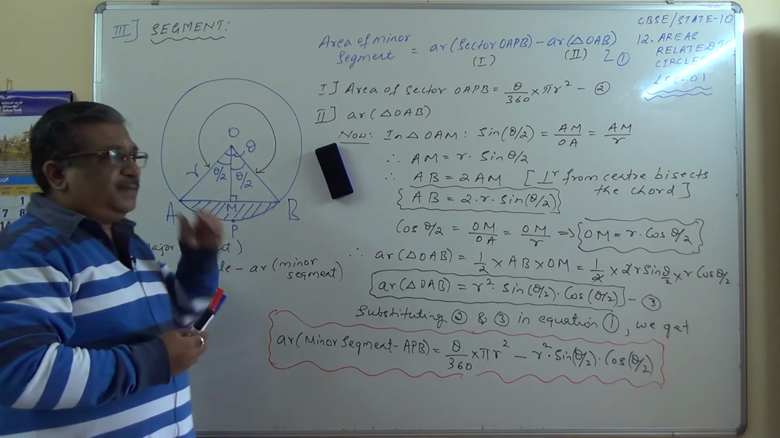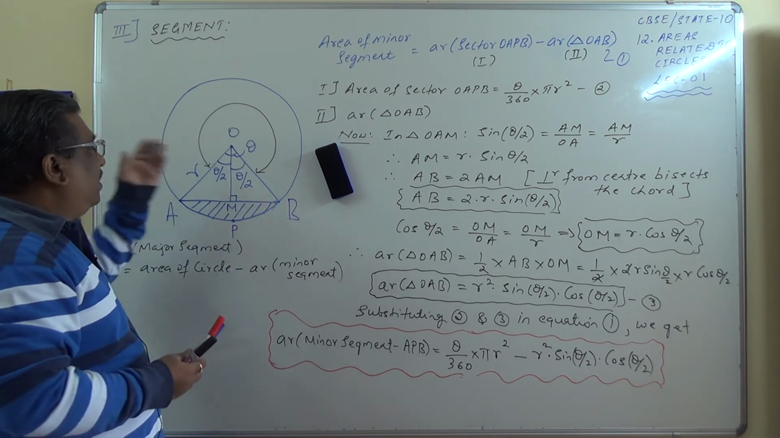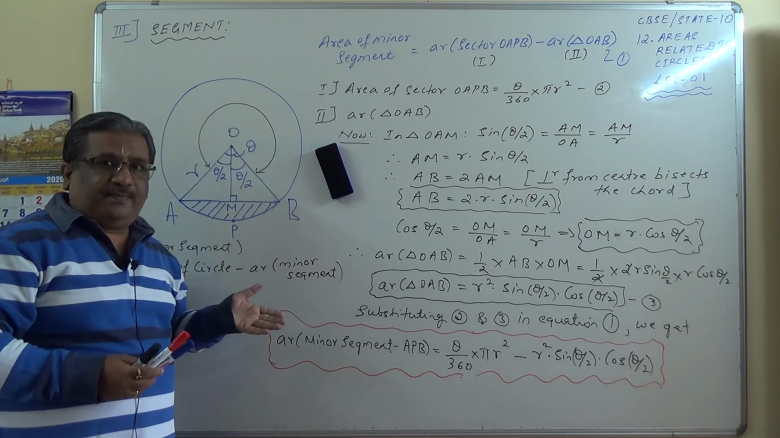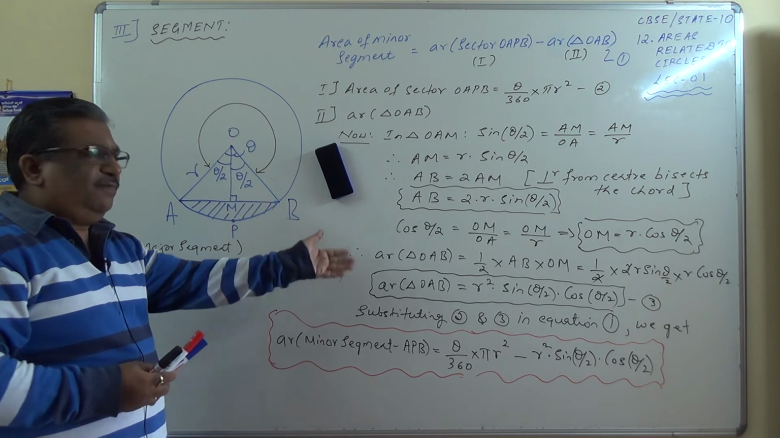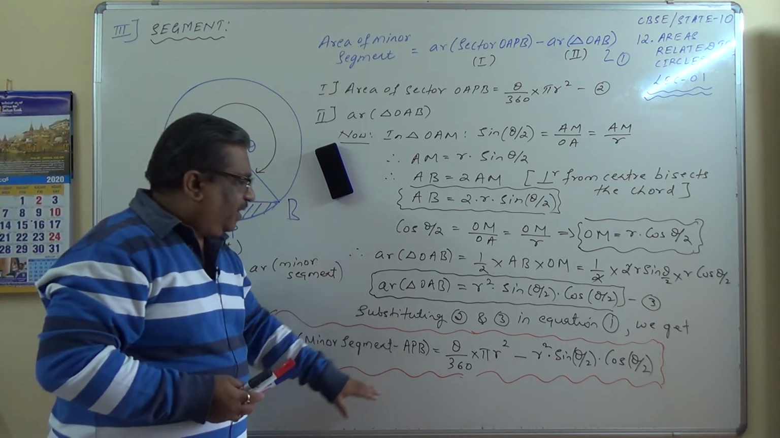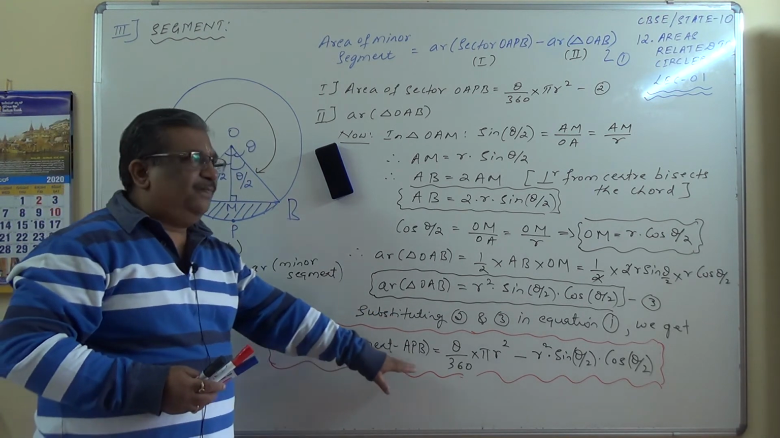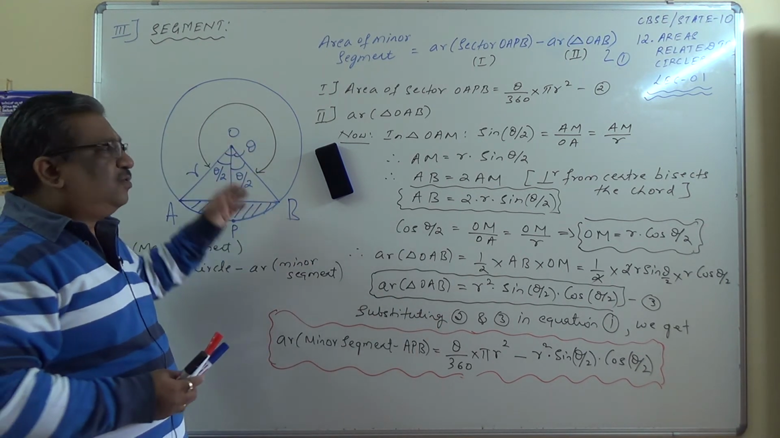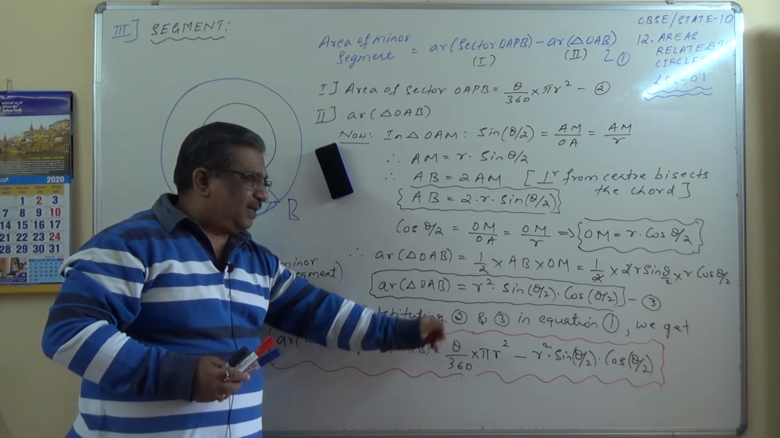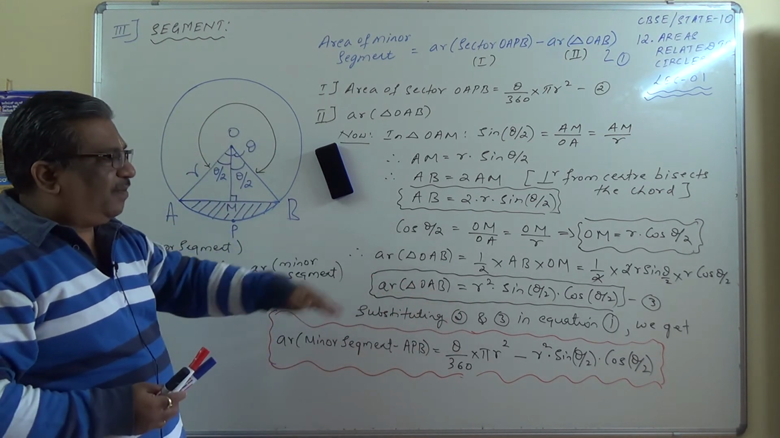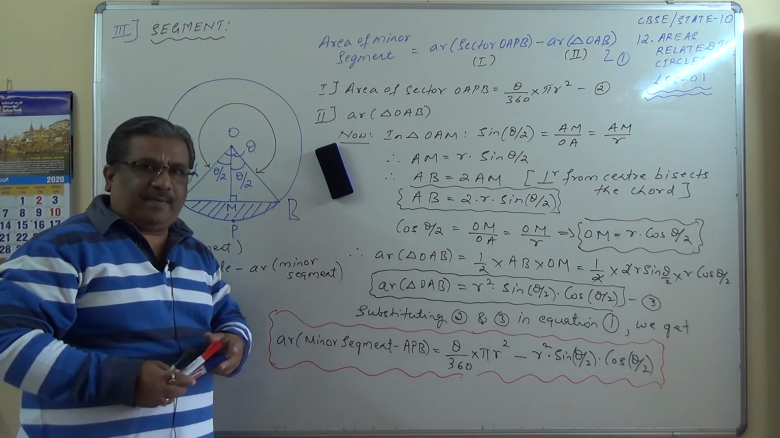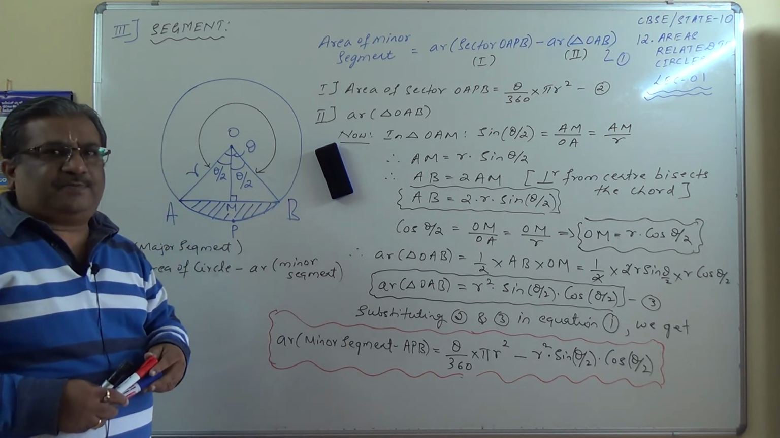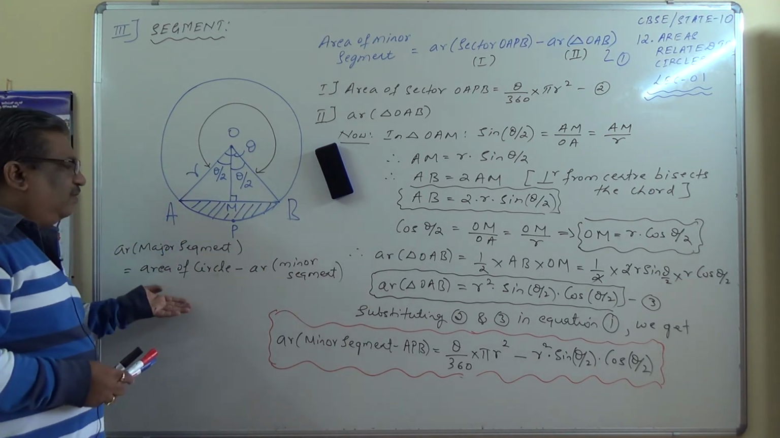Or sometimes they may give you the angle directly, say for example 240 degrees. If they give you that, the same formula is applicable. What is that? Area of the major segment is equal to alpha divided by 360 into pi r square minus r square by 2 sin alpha by 2 and cos alpha by 2. There is no change with respect to that, but preferably you can do it this way also.